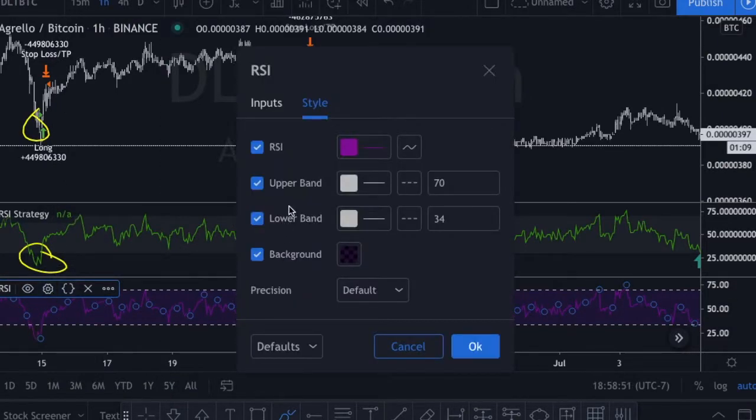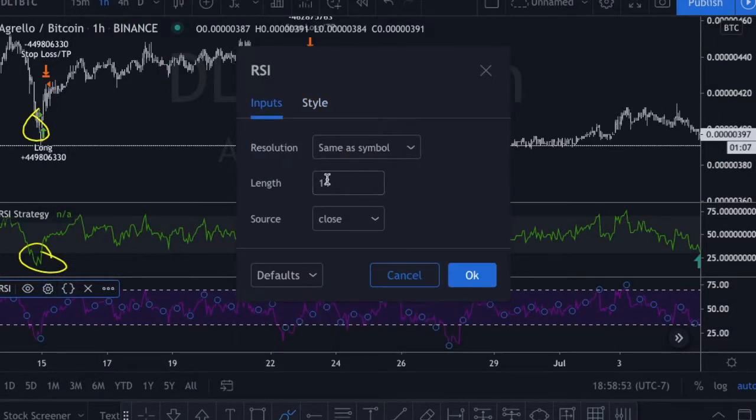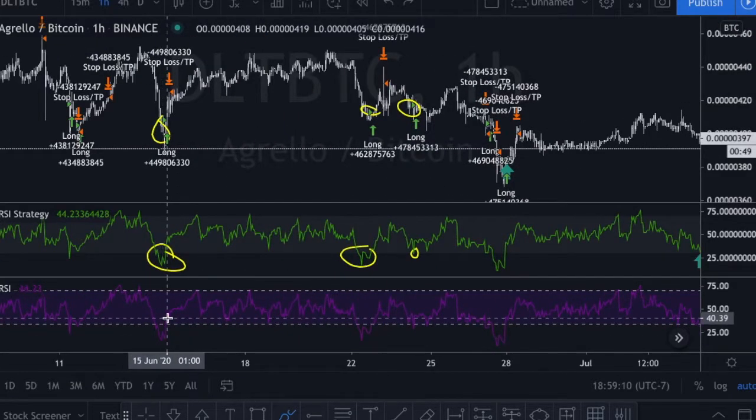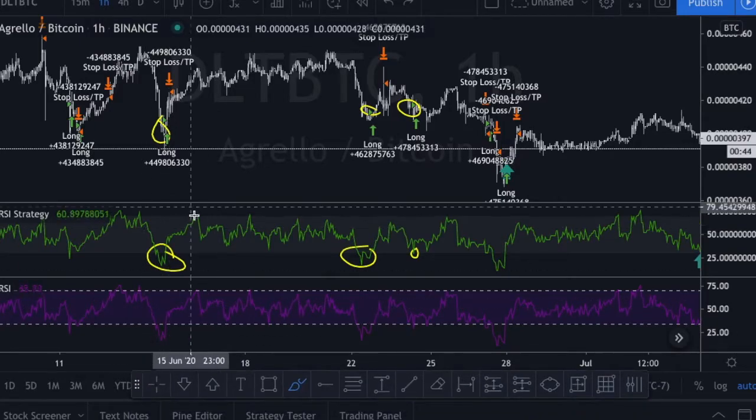Oh, one more thing. We also have our input here. Instead of 14, we're going to change that to 13. So those are the two changes. The length is set at 13 and the lower band is set at 34. And every single time that the RSI comes above into the shaded area, it crosses that lower band, take a buy position. Now let's talk about our stop loss and our take profit.